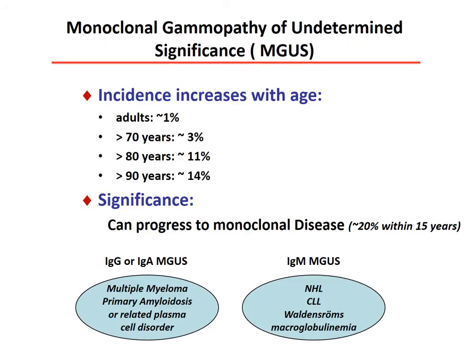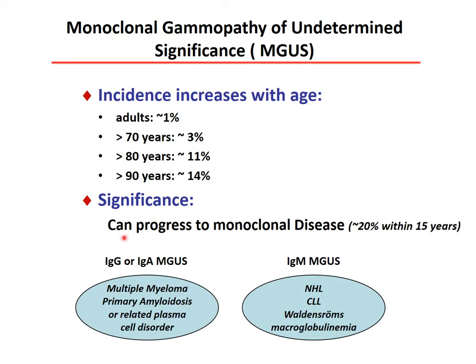Now, why is it so important? It is important because the incidence increases with age. If you're looking at adults aged 40 to 70, it's about 1%. Relatively, it's very rare. However, between 70 and 80, about 3%. Over 80, about 11%. And over 90, 14% is the number of people who are suffering from this MGUS.